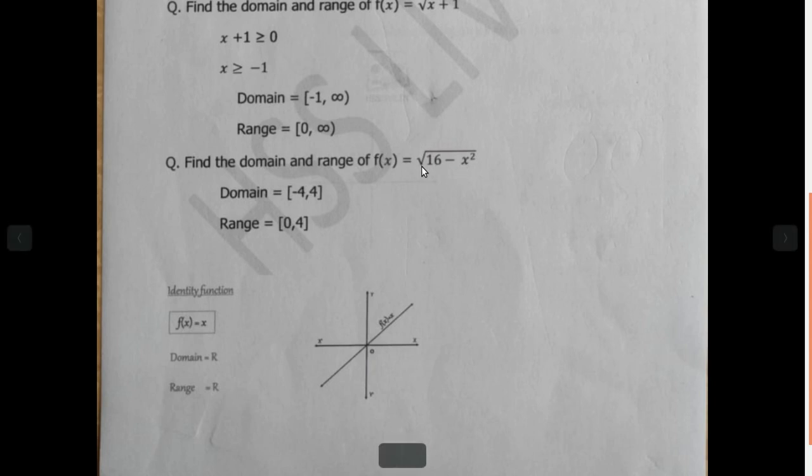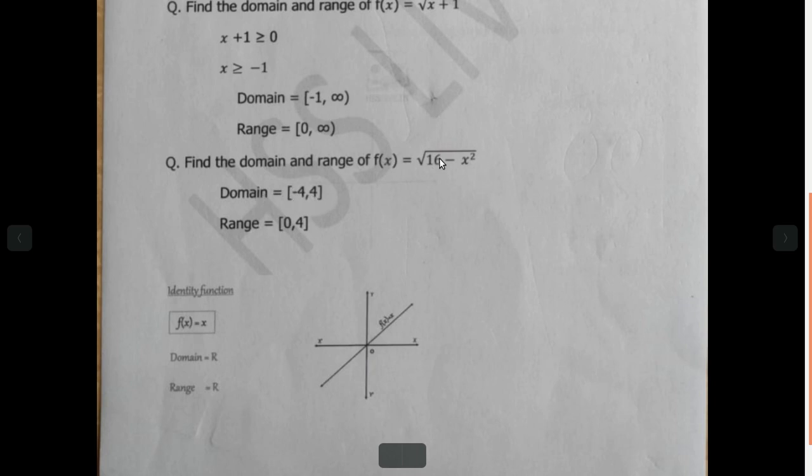Root of 7 is also possible. What about x equal to 4 square? Root of 16 minus 4 square, 16. Root of 16 minus 16 is 0. So by imagining, we will get the domain as the closed interval from minus 4 to 4.